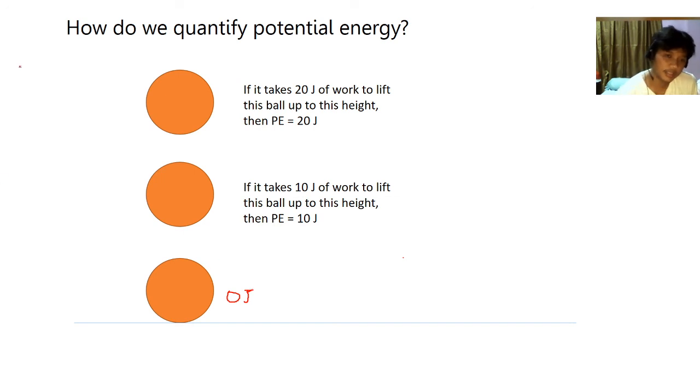So you're lifting the ball. If it takes 20 joules of work to lift this ball up to this height, then you assign a potential energy of 20 joules. So basically, potential energy is just equivalent to the amount of work that you put into the system, the amount of work you spend in changing the orientation of the objects in the system.